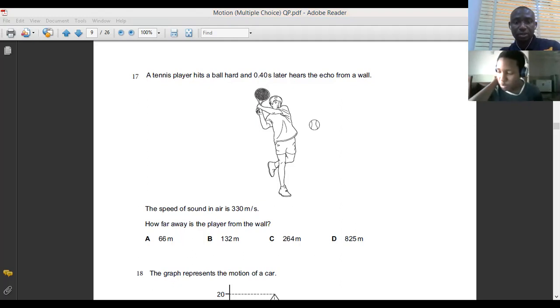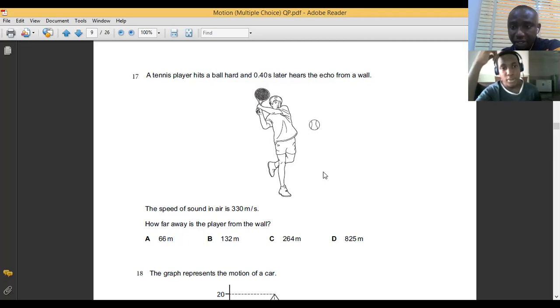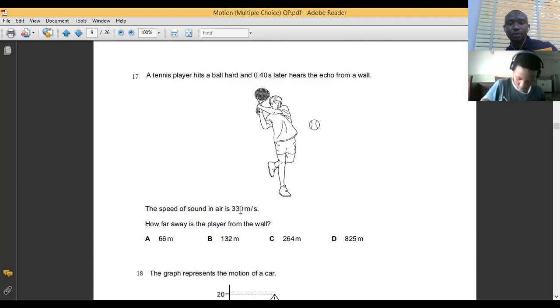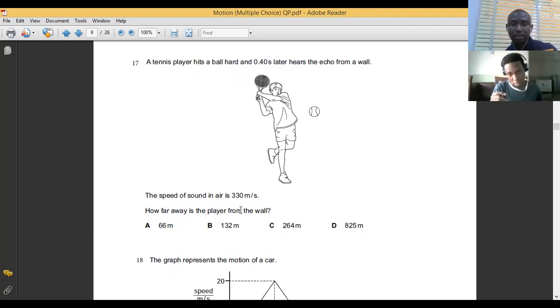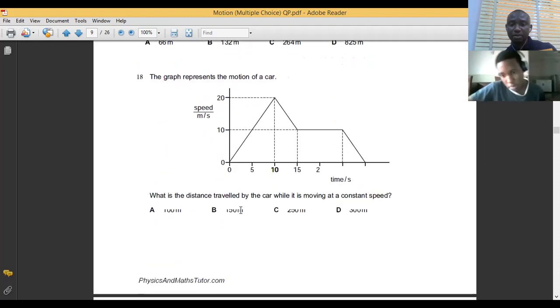We're dividing time by 2. Remember, when you hear an echo, the time covers the trip to the wall and back, so the one-way time is half. Do you understand? So that's 0.4 divided by 2, then multiply by 330. That's 66, A.